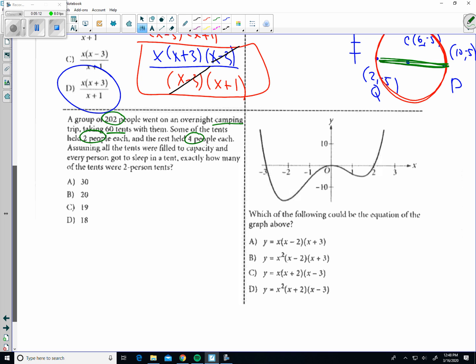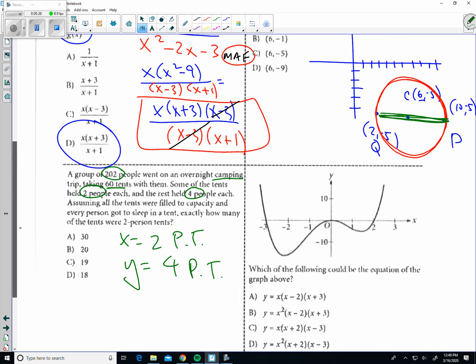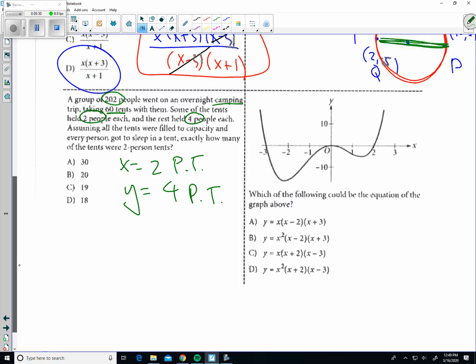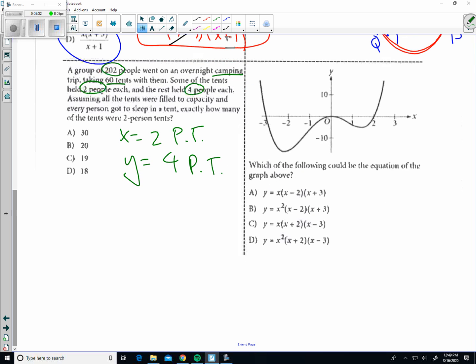So what I did in this one is, all right, let x equal the 2-person tents. Let y be equal to the 4-person tents. And by using x and y in this example, we can set up a nice looking system here. First things first, if we have 60 tents, then the 2-person tents and the 4-person tents, x plus y, must make a total of 60 tents.